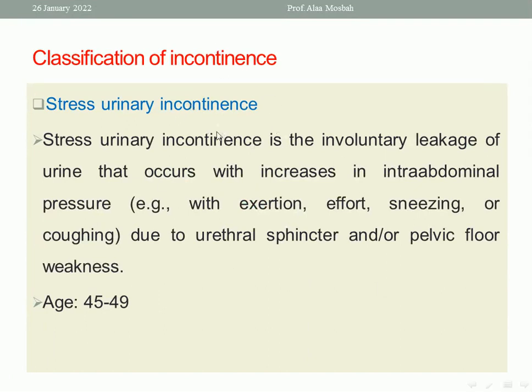So, classification of incontinence. We have important types like stress urinary incontinence, urge incontinence, mixed form, retention with overflow, and functional incontinence. So we want to know the definition of each one. Stress urinary incontinence is involuntary leakage of urine that occurs with increased intra-abdominal pressure, as during effort, sneezing or coughing, due to urethral sphincter and/or pelvic floor weakness. What is the common age? The common age is between 45 and 49.